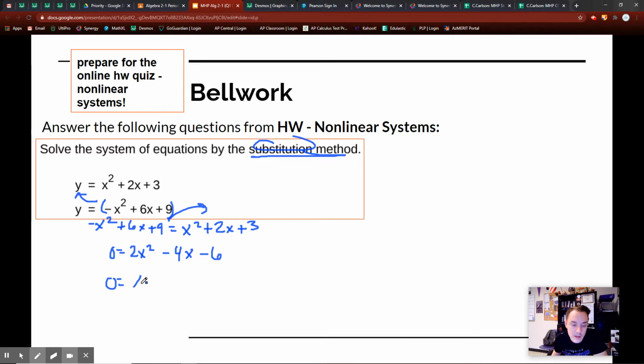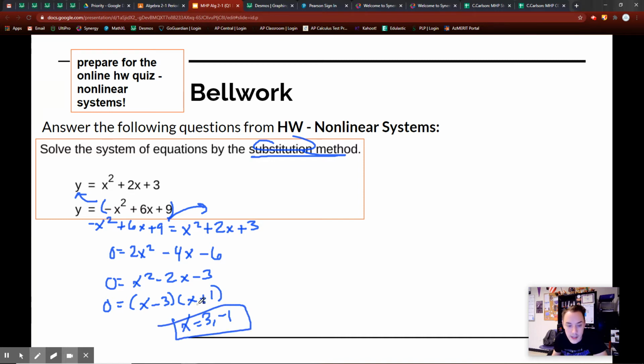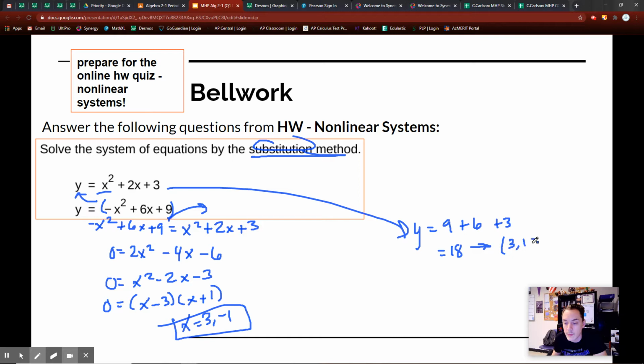Divide everything by 2, so x squared minus 2x minus 3. And this actually will become x minus 3 and then x plus 1. So x equals 3 and negative 1. Sweet. And then I can find my y's by plugging them in. If I plug in 3, so 3 squared is 9, and then plus 6, because 2 times 3 is 6, and then plus 3. So this is 15, so 18, and that means this is 3 comma 18.